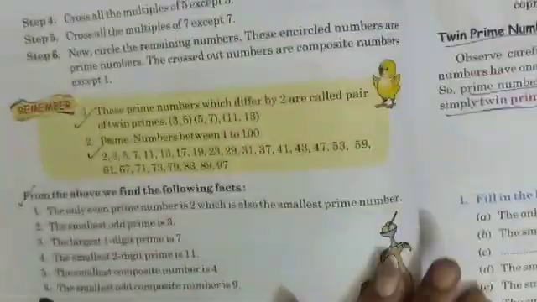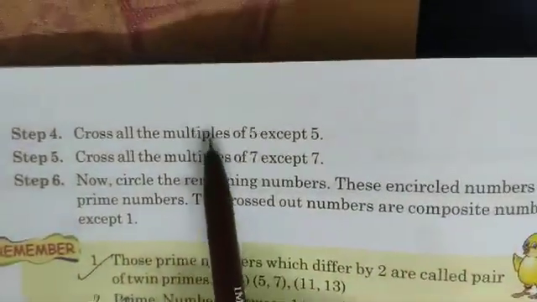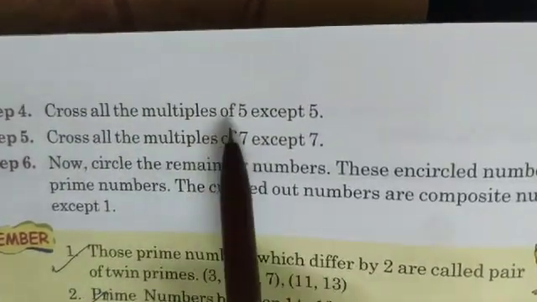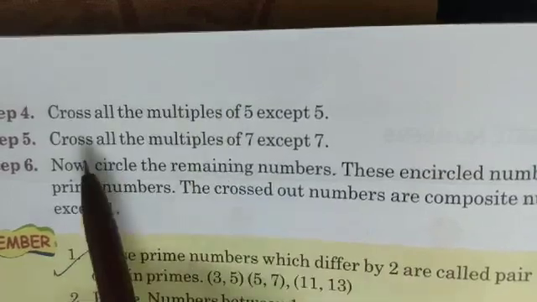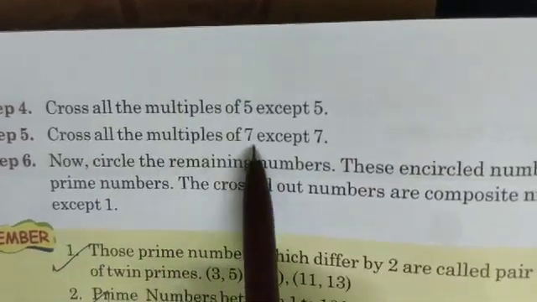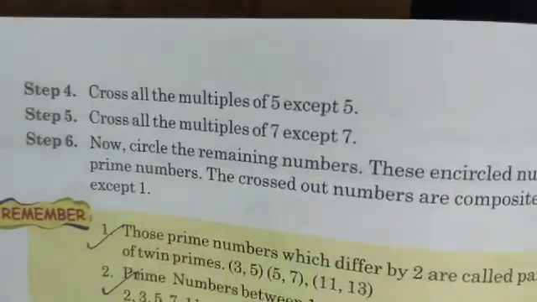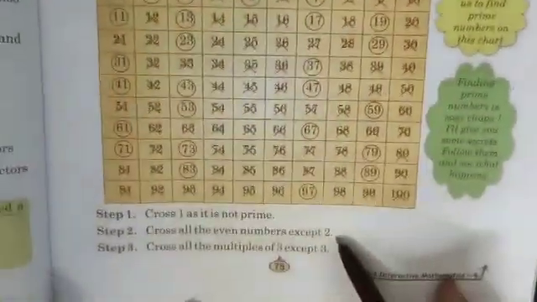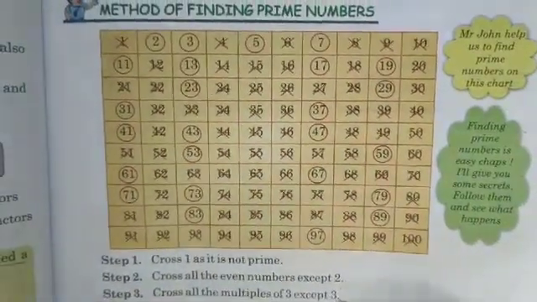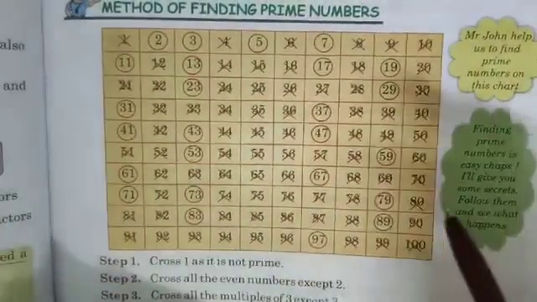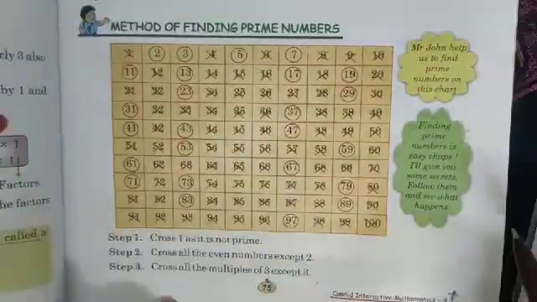Now after that, cross all the numbers which are multiples of 5 except 5. Leave 5 and just cross all the numbers which are multiples of 5. Then cross all the multiples of 7 except 7. Means we don't have to cross the numbers 1, 2, 3, 5, 7, and we have to cross all the multiples of 2, 3, 5 and 7.